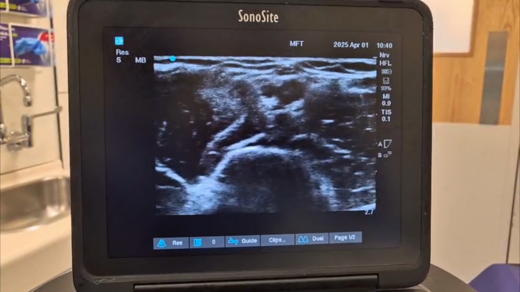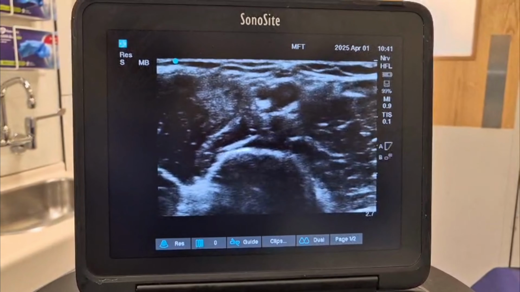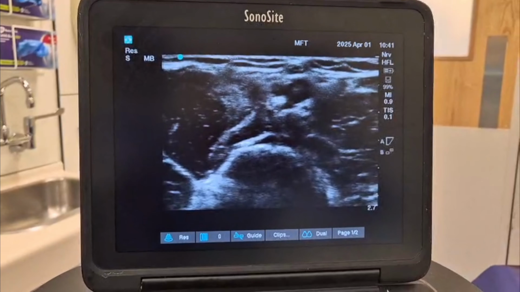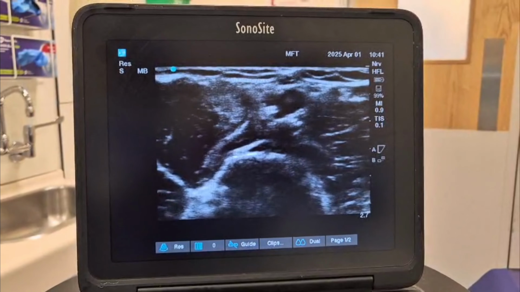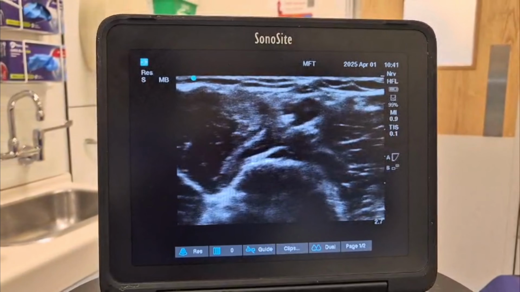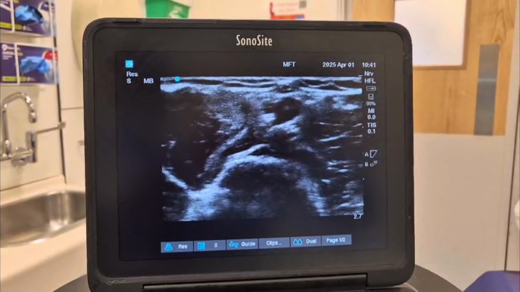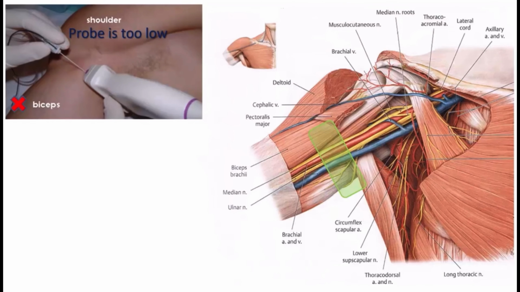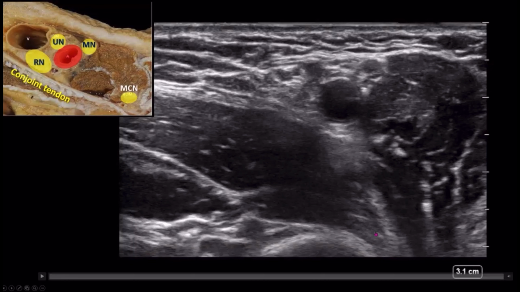All the nerves are generally around the artery. There are three major cords there: median, lateral, posterior. The median becomes the median nerve, the lateral becomes the ulnar nerve, and the posterior becomes the radial nerve. Patient's arm to 90 degrees and place the probe in the transverse orientation over the axillary artery.